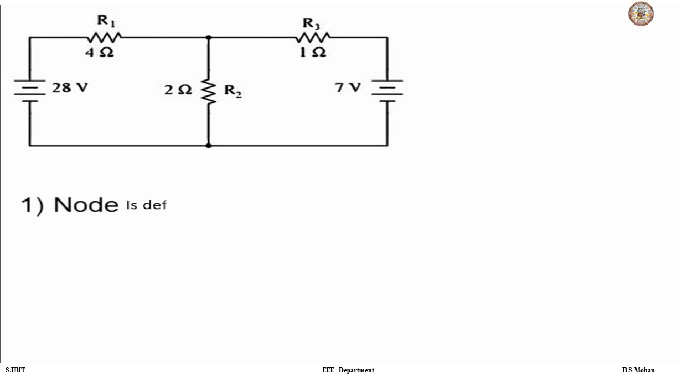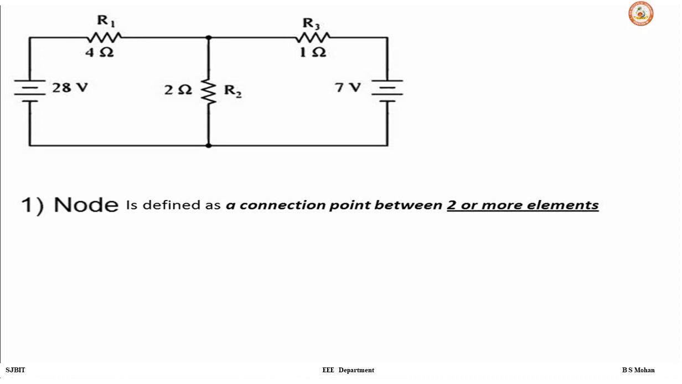Node, what is node? Node is defined as a connection point between two or more elements. So which are the nodes here which form a connection of two or more elements? So we have marked them here in red dots. Let us name them from A to F.